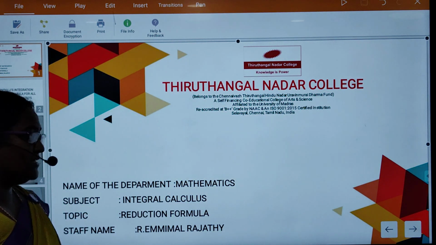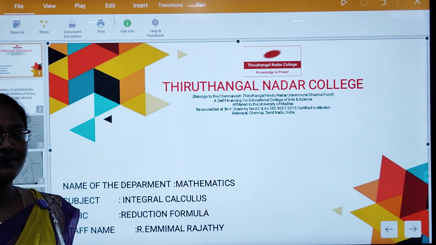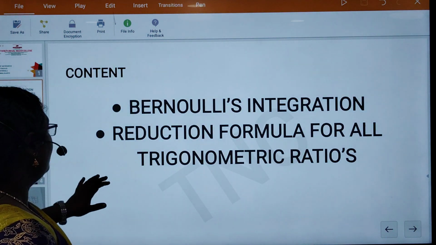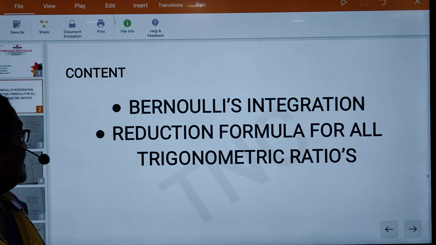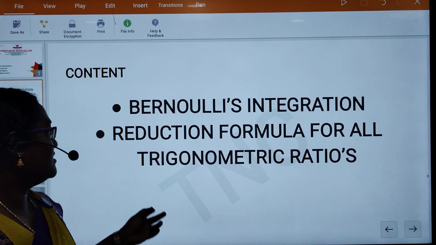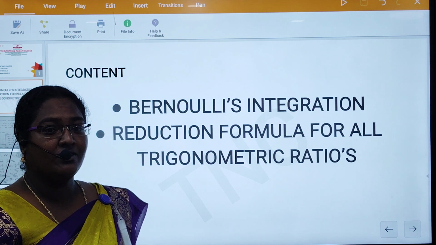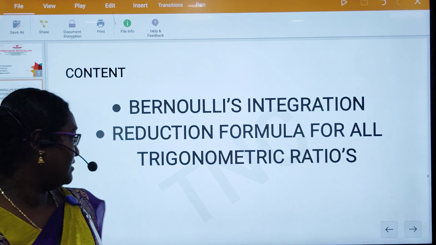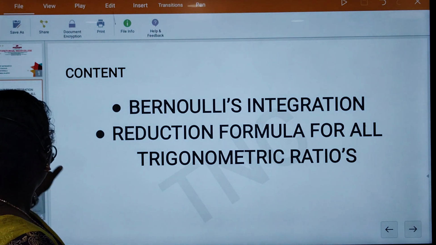So today we are going to see some portions on integral calculus. In that we are going to see reduction formula. So the content of the video is we are going to see Bernoulli's integration and reduction formula for all the trigonometric ratios. So what is reduction formula? Reduction formula is the one where we have the power n which will be reduced. So for that sake only it is named as reduction formula.